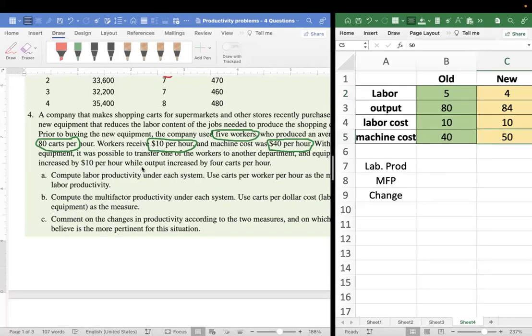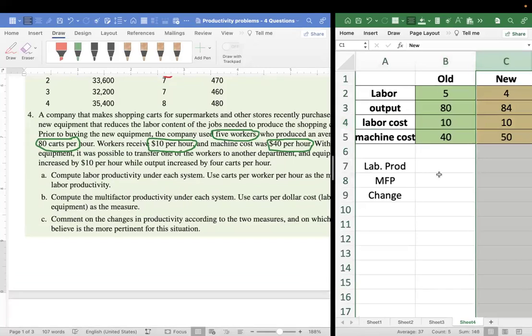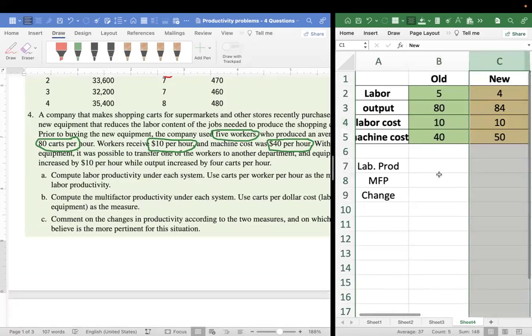And then it says output increased by 4 carts per hour. Initially, their output was 80 carts, and now it becomes 84. And labor cost remains the same. They haven't mentioned anything, so labor cost remains the same. Now, we are required to make a comparison.